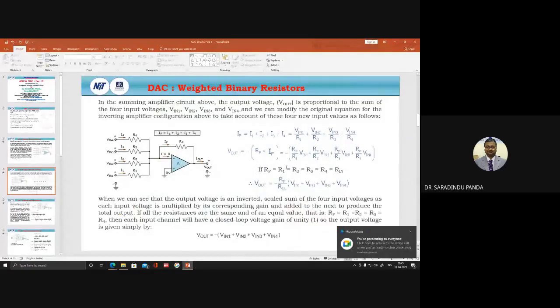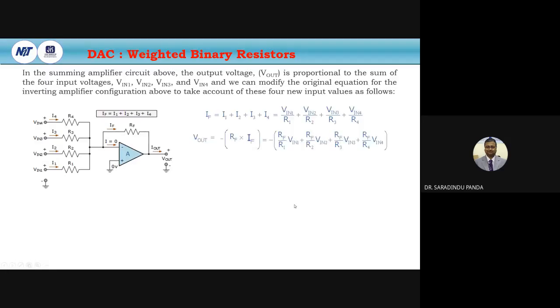So now come to the part of V out is equal to minus RF into IF, which is equal to minus RF by R1 V in 1, RF by R2 V in 2, RF by R3 V in 3, RF by R4 V in 4. So now if RF is equal to R1, R2, R3, R4 is equal to R in general, then we can write V out is equal to minus RF by R in, V in 1, V in 2, V in 3, V in 4. This RF by R1 is the amplification factor.